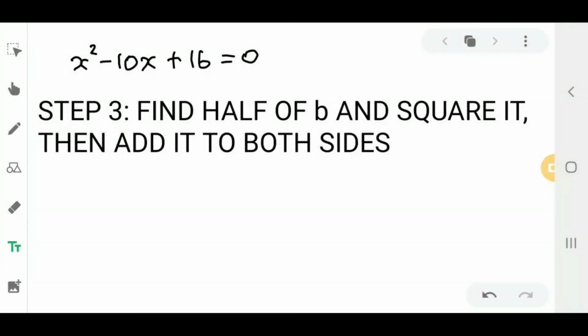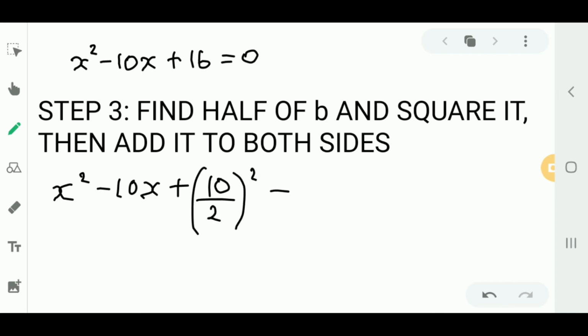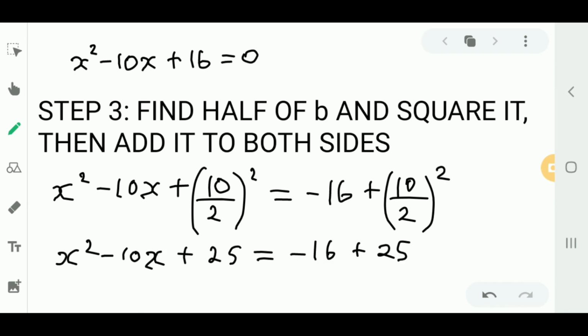So now step 3 says, find half of b and square it, then add it to both sides. So half of b, half of 10 is 5. And we square 5, that's 25. So we're saying x squared minus 10x plus 10 over 2, which is 5, all squared, is equal to minus 16 plus 10 over 2 all squared. So we could simplify it by writing this here.